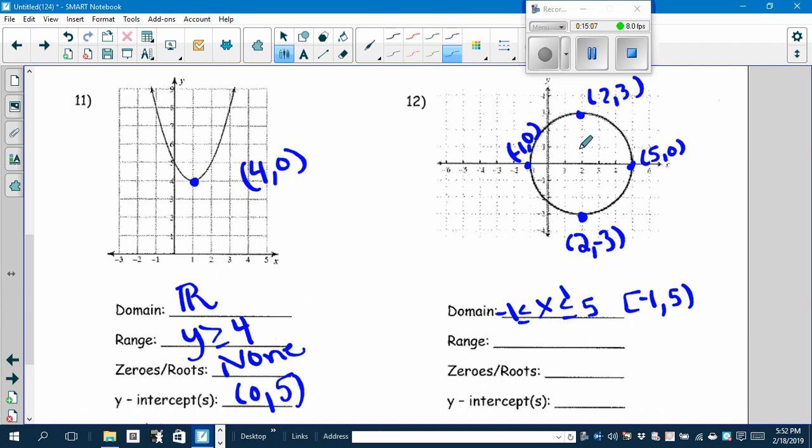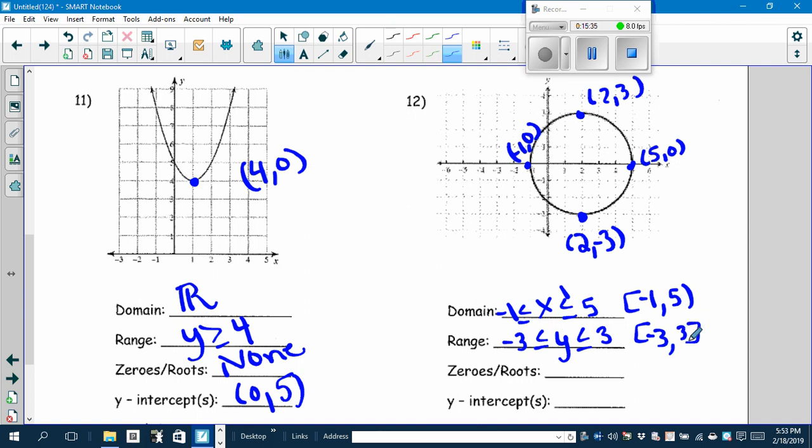Now, our y value, let's look at our lowest y value. Our lowest y value is -3. And what's our highest y value? Our highest y value is +3. So again, look at your lowest x value, look at your highest x value. Those give you the points that you need for your domain and range. Okay, it's a tricky one for sure.